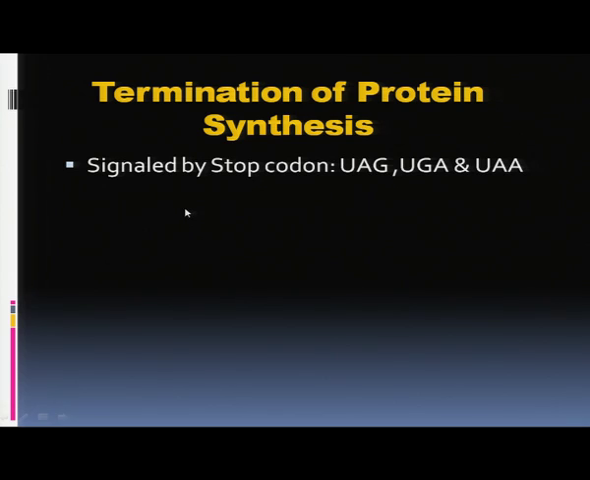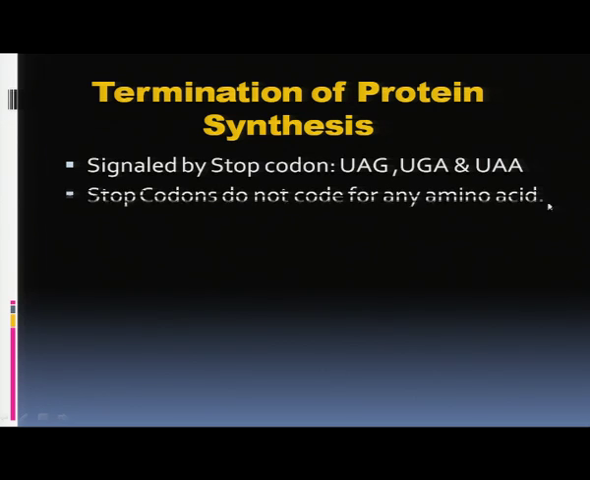This termination requires a stop codon. As we learned in the genetic code, there are 3 stop codons which do not code for any amino acid, and these are UAG, UGA and UAA. These 3 stop codons, UAG, UGA and UAA, do not code for any amino acid, which is why they are also known as nonsense codons.